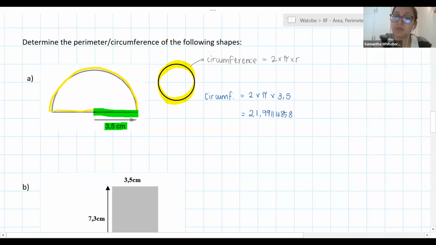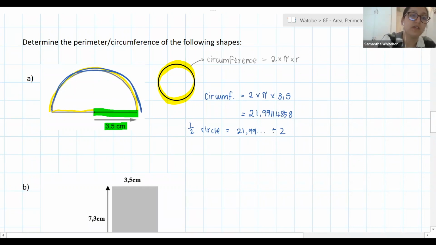Now I'm going to keep the decimal because this isn't my final answer yet. But now remember, I want just half a circle. So I want to take this whole value that I've gotten, and I'm not going to write the whole thing again, and I want to divide it by 2, because that's just going to give me the half curved length. So when I divide that by 2, I get 10,9955, and again, a whole long decimal. So that's the length of my curved surface.